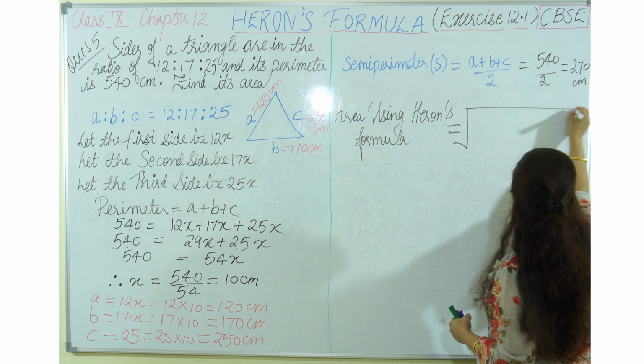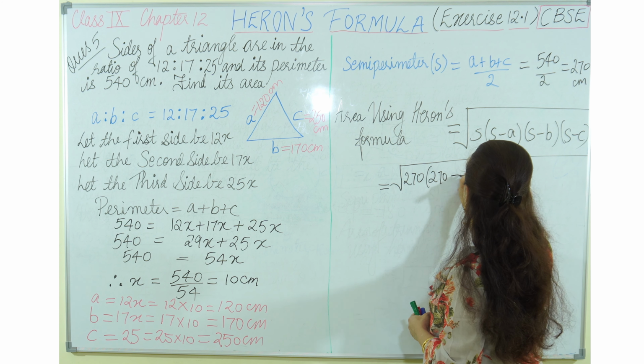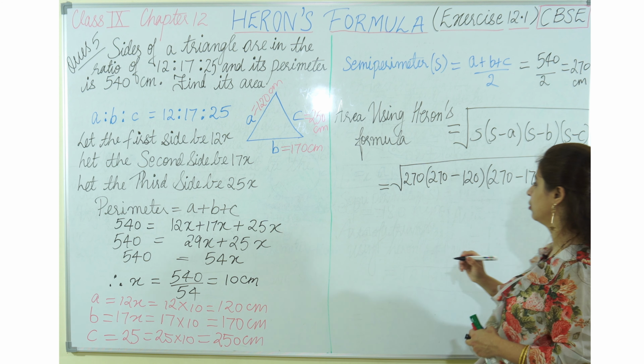Okay, so S is 270. 270 minus A is 120 centimeter, okay, 120. Then 270 minus B is 170 centimeter, okay, and 270 minus C is 250 centimeter, okay, so it will be 250 centimeter.